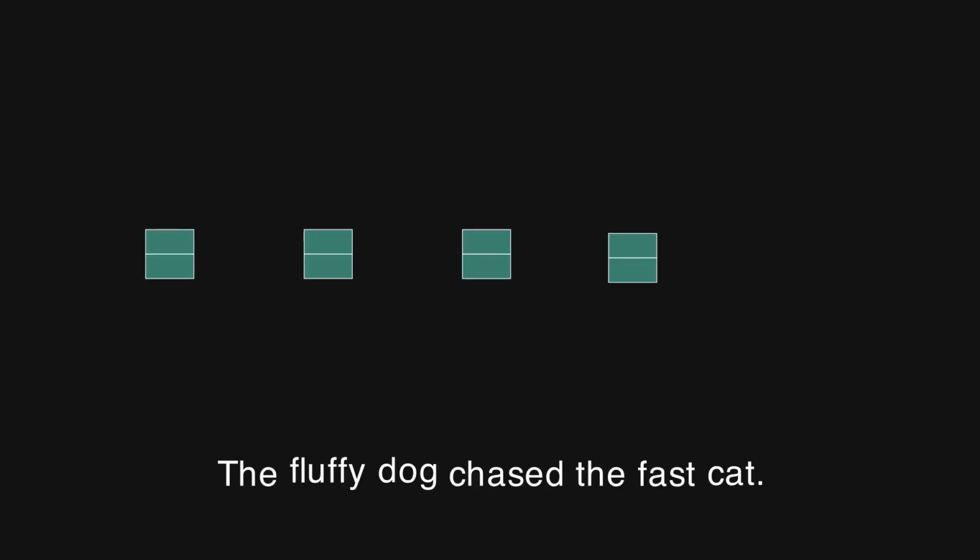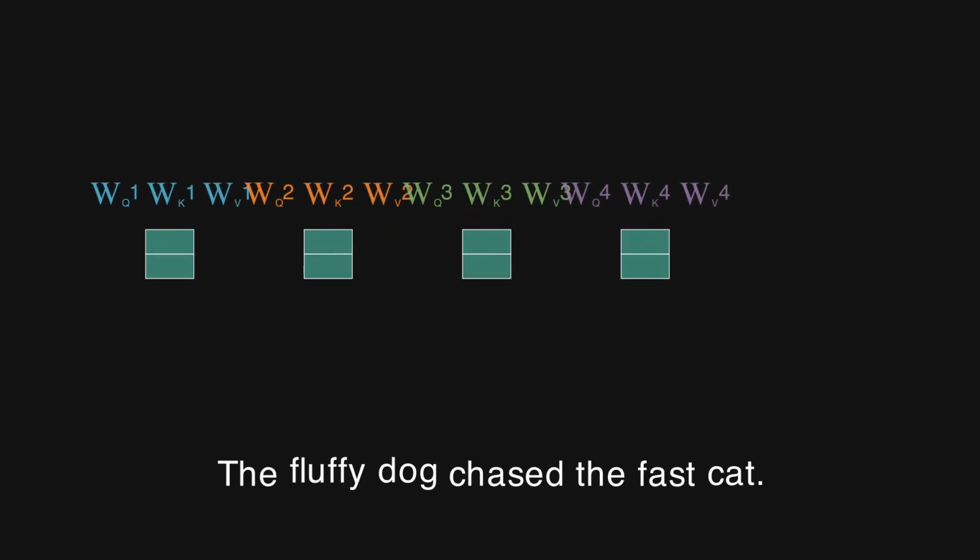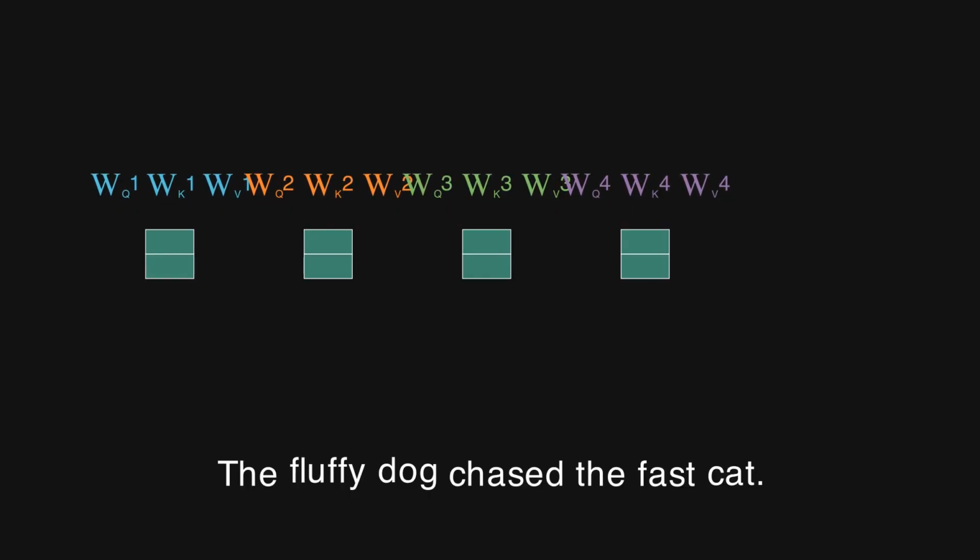The solution is surprisingly simple, and it's called multi-head attention. Instead of doing one massive attention calculation, we take our high-dimensional embedding space and slice it up into smaller pieces. We give each of these smaller pieces its own set of query, key, and value matrices. We call these separate parallel tracks heads. Because they initialize randomly and learn independently, each head naturally specializes.